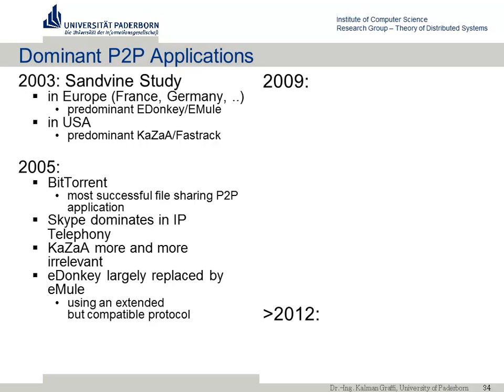And Skype came up and also dominated in IP telephony. Although there were several solutions before, voice over IP was nothing new. But Skype was very easy to use, and it worked out of the box, and that was something new. So Kazaa got more and more irrelevant, eDonkey as well.